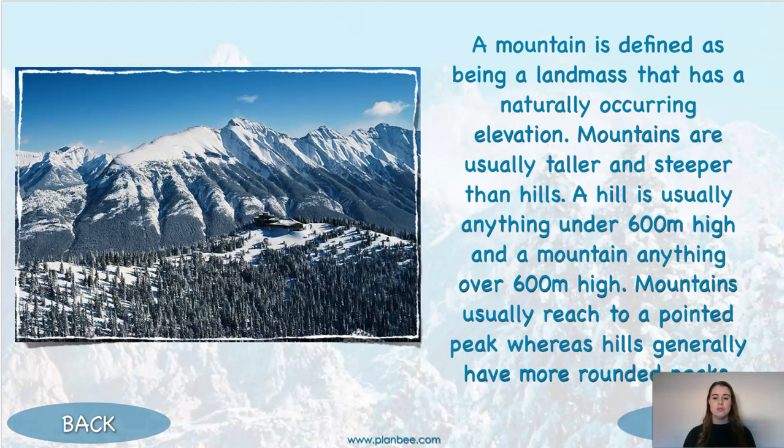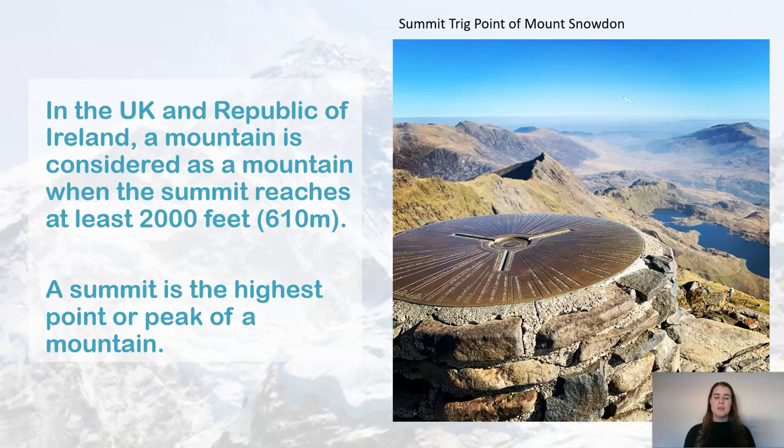Now mountains usually reach a pointed peak, whereas hills generally have more rounded or sometimes even flat peaks. So mountains tend to have a more sharp protruding point at their summit. Now within the UK and the Republic of Ireland, a mountain is considered when the summit reaches at least 2,000 feet. So it's 610 meters high.